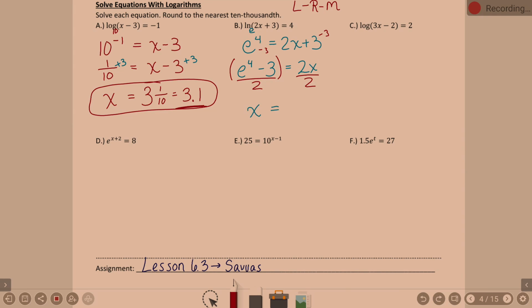Okay. The other option is if you saw me originally, I just start off with parentheses around my numerator. So parentheses, e to the fourth, I'm ending the parentheses after the 4, minus 3, and now I'm ending the parentheses on top of my fraction, and then divide by 2.